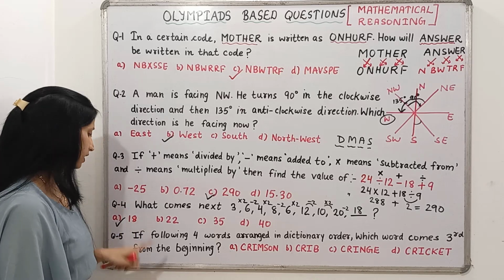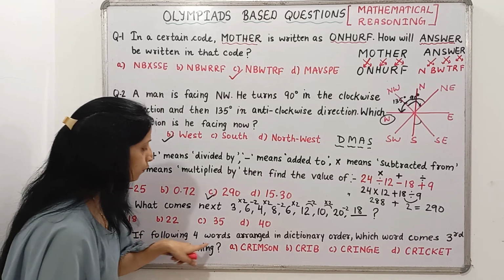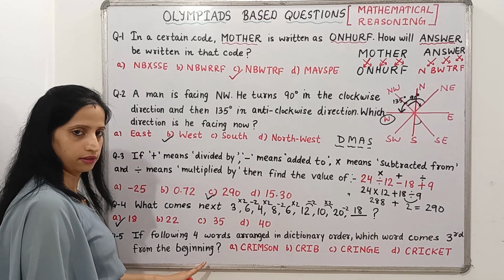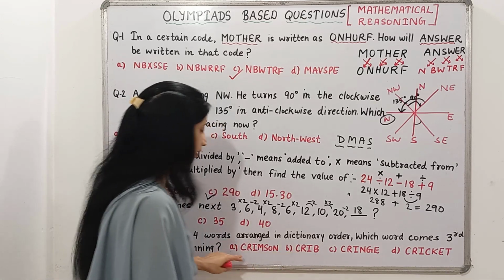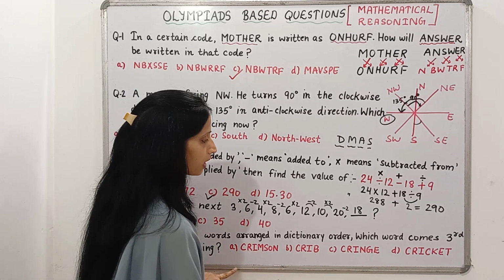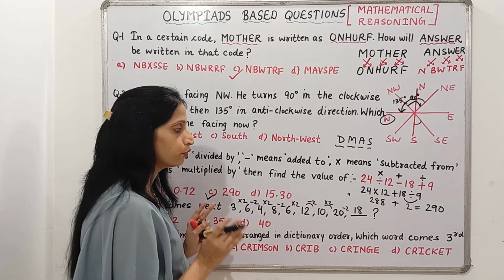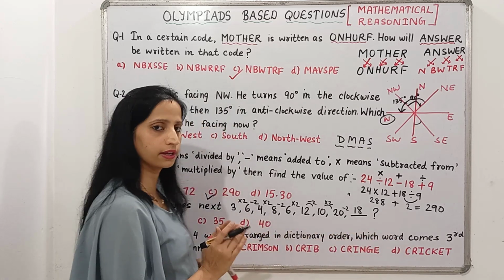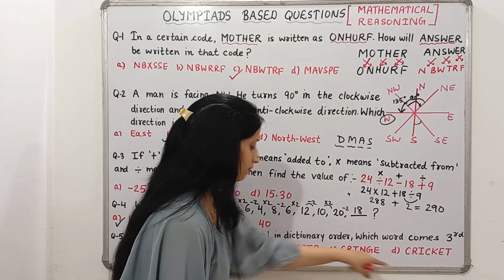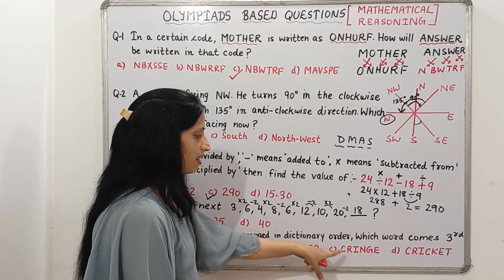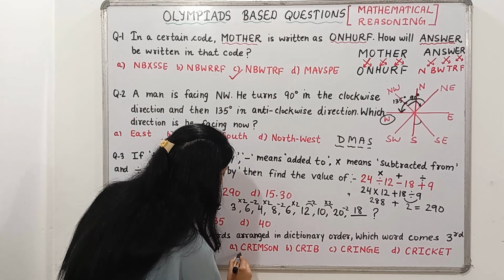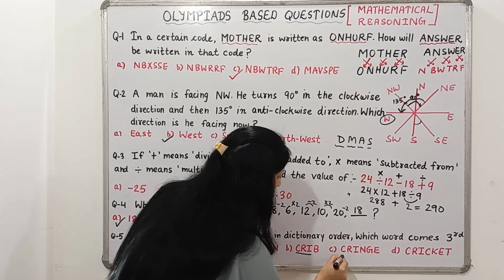Okay. Now the next is, if the following 4 words are arranged in dictionary order, which word comes third from the beginning? Okay. So 4 words are given: crimson, crepe, cringe, and cricket. And what we have to do? We have to just check as per the dictionary order which word will come third from the beginning. So first, let's check the first letter of all 4. It is C, C, C, C. Then second letter R, R, R, R. Third letter I. This means in all the 4 words, these 3 letters are same.